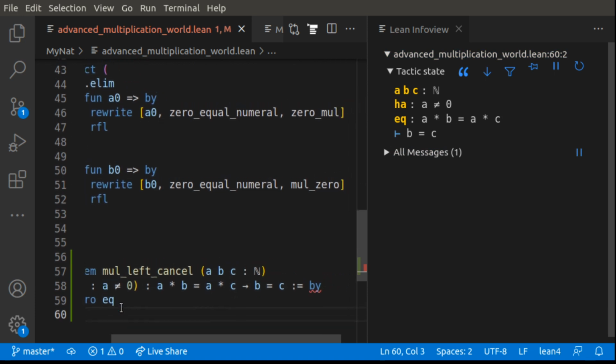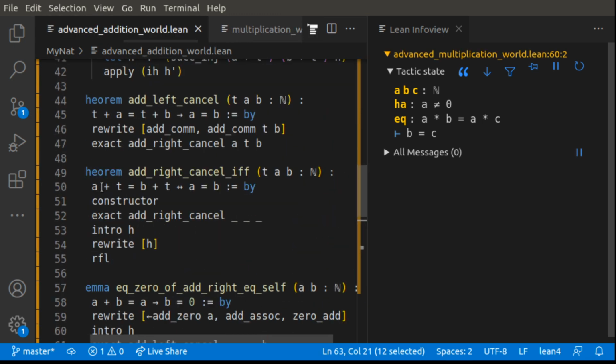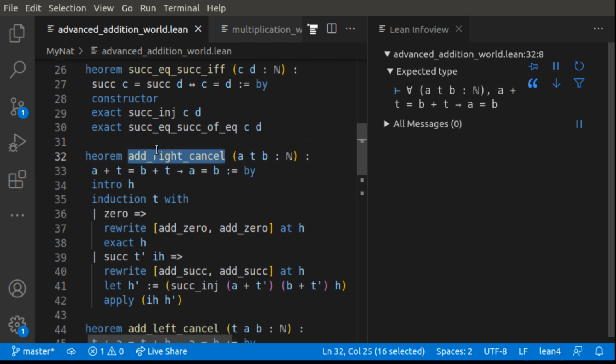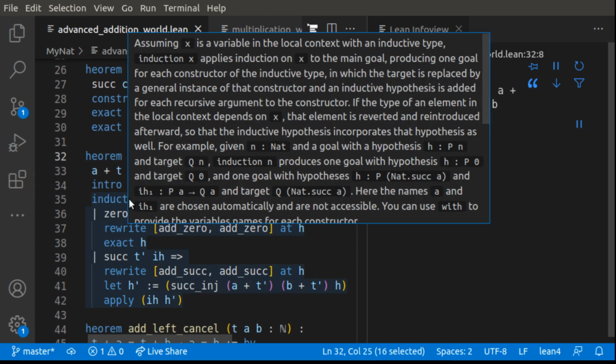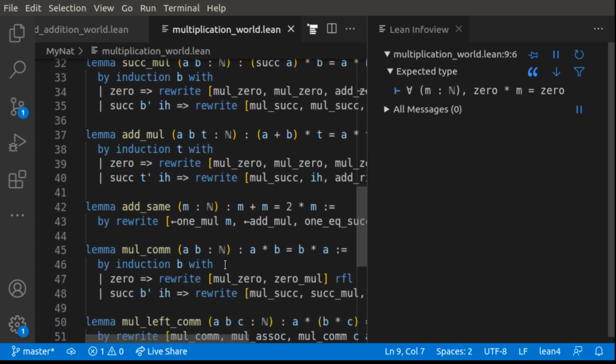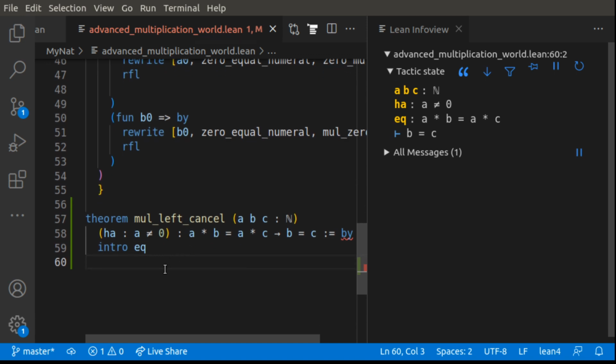And I guess we can also maybe look at what we did for the left cancel in the addition world. How do we do add_left_cancel? Okay, we did induction on t, the thing being added, after introing H. Well, let's merrily try that as well.